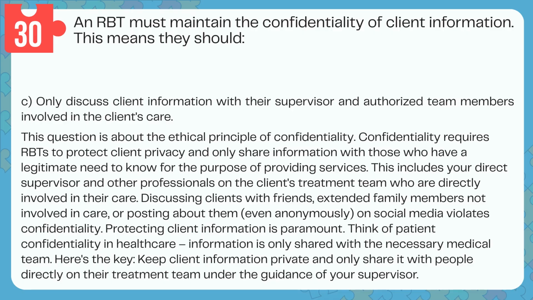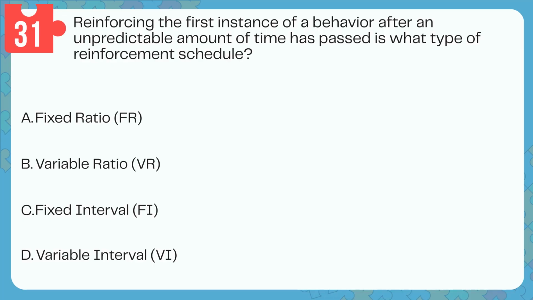This includes your direct supervisor and other professionals on the client's treatment team who are directly involved in their care. Discussing clients with friends, extended family members not involved in care, or posting about them, even anonymously, on social media violates confidentiality. Protecting client information is paramount. Think of patient confidentiality in healthcare. Information is only shared with the necessary medical team. Here's the key. Keep client information private and only share it with people directly on their treatment team under the guidance of your supervisor.